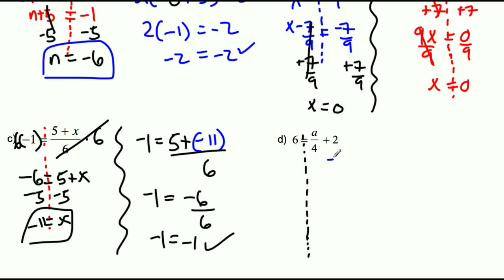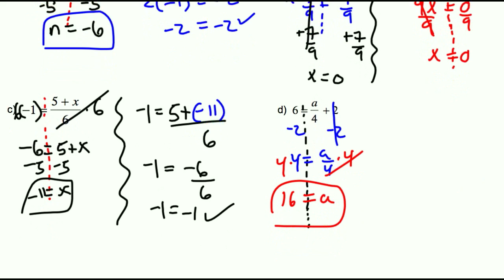So I'm going to subtract 2 from both sides. 6 minus 2, I get 4, and then I get a over 4, and those guys cross out. Now I want to get rid of this 4 right here, so it's divided by 4, so the opposite of dividing by 4 is multiply. So I'm going to multiply both sides by 4, and I get 16 equals a.